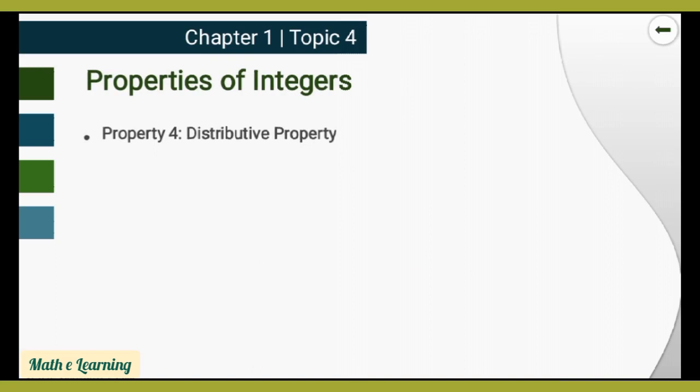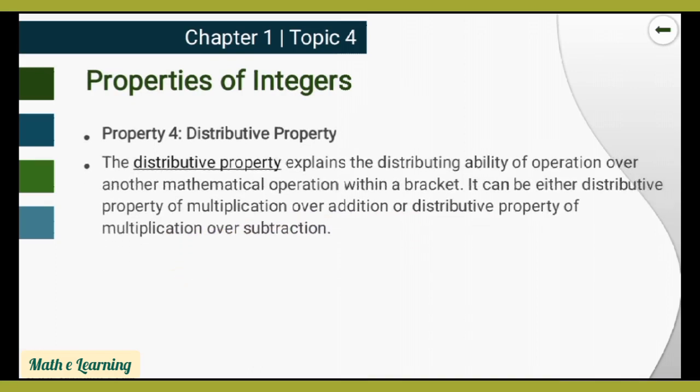Property 4, Distributive Property. The distributive property explains the distributing ability of operation over another mathematical operation within a bracket. It can be either distributive property of multiplication over addition or distributive property of multiplication over subtraction. And we understand this thing using one example.